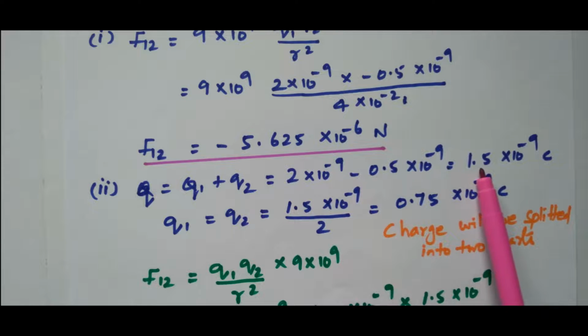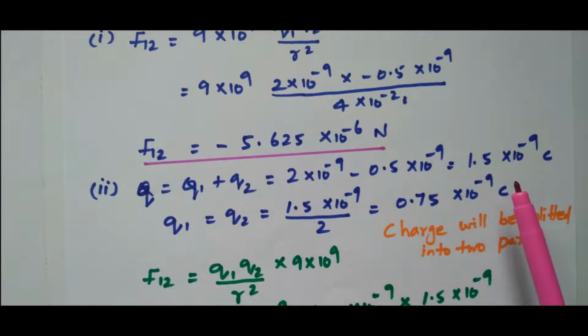So it is 1.5 into 10 to the power minus 9 Coulomb. So while adding both the charges, what we got? 1.9 into 10 to the power minus 9 Coulomb. Now again it is separated, brought into contact. Again it is separated into two parts. That also placed at 4 centimeter.